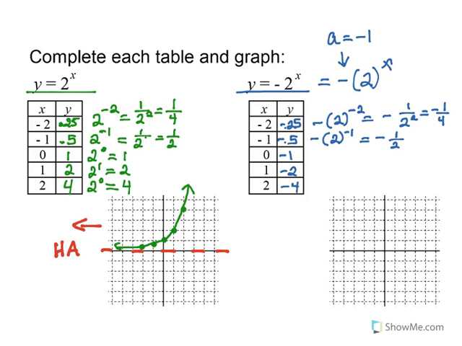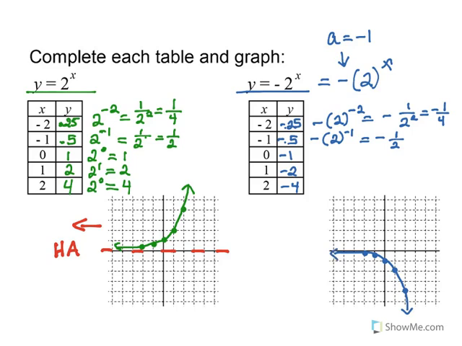Okay, so if I go ahead and plot those points, I'm going to have negative 2, negative 1/4, negative 1, negative 1/2, 0, negative 1, 1, negative 2, and 2, negative 4. So that function is going to be the direct reflection of the one that we had before it.